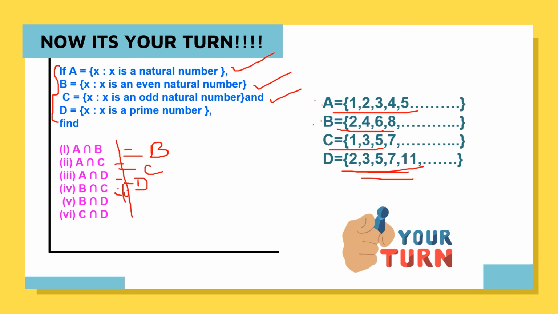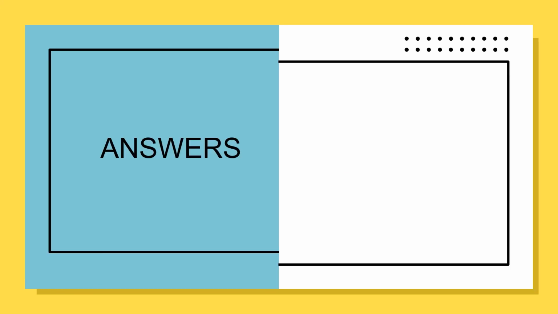Am I right? So B intersection D and C intersection D are going to be your task. Just post your answers. So totally 4 questions are given to you. Find out the answer and post your answers in the mainstream. Okay, children. So I'll be waiting for the answers in the mainstream.